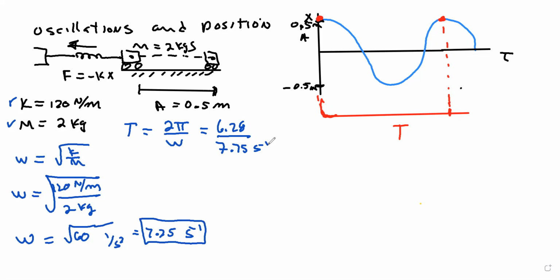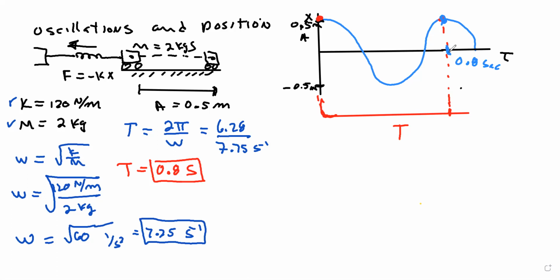So your period is going to come to be 0.8 seconds. And there you go, you got your period right here. So that's going to be in your picture over here. It's going to be the period this time right here. It's going to be 0.8 seconds. And that's going to be your period.